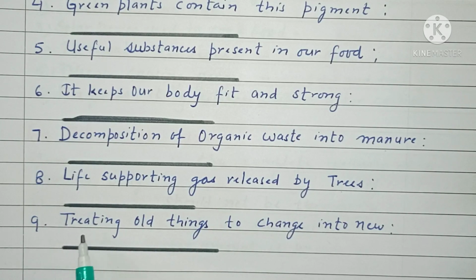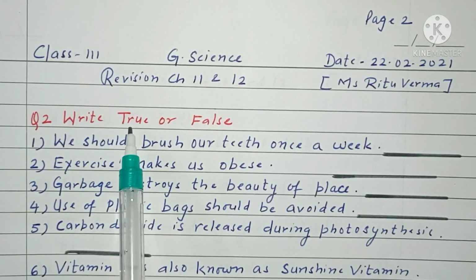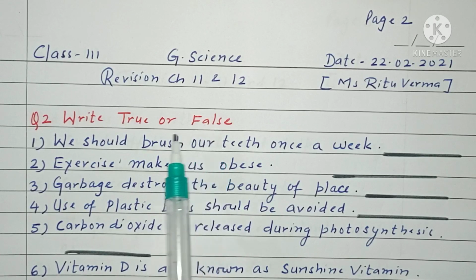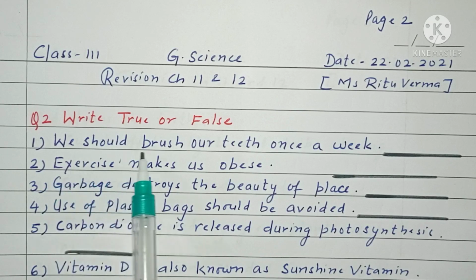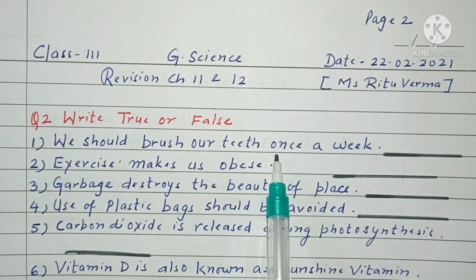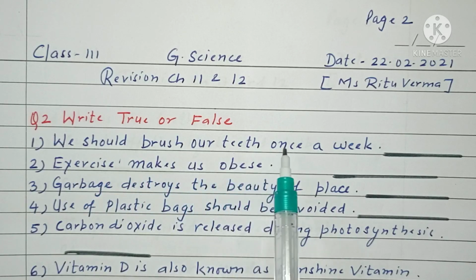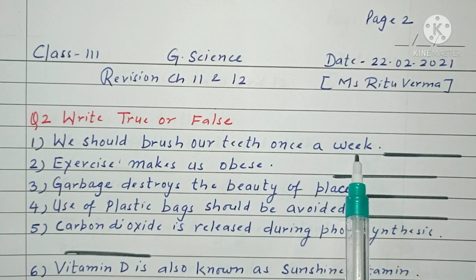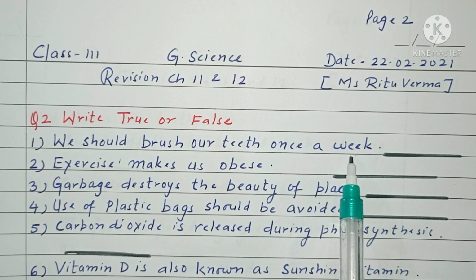And number 9 is treating old things to change into new ones. This method is recycling. In question number 2, we are going to discuss true or false. For doing such type of questions, we must understand the statement properly. So number 1 is we should brush our teeth once a week. Think and write. It should be once a week or not.